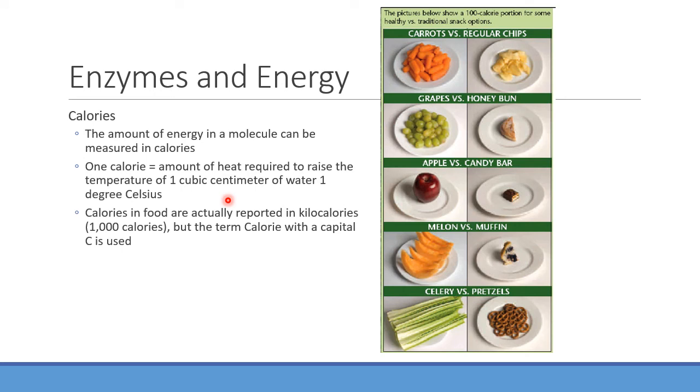Not super useful for us, but when we're talking about food, we're talking about it usually in kilocalories. But for whatever reason, we just call them calories, right? So basically, we call kilocalories a calorie. So when you look at something that says this has 150 calories per serving, that's 150 kilocalories actually.